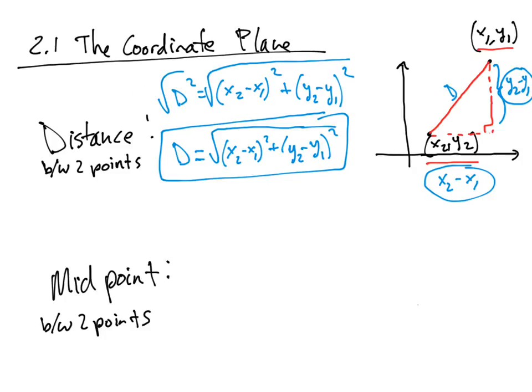And then to find the midpoint between these 2 points, we want to know, what is this point right here? Well, all we do to find the middle of two values is find their average. So the average of the x's, we'll say x2 plus x1 divided by 2. When we're finding the average, we add them together and divide by 2. And then we add the y coordinates together and divide by 2.